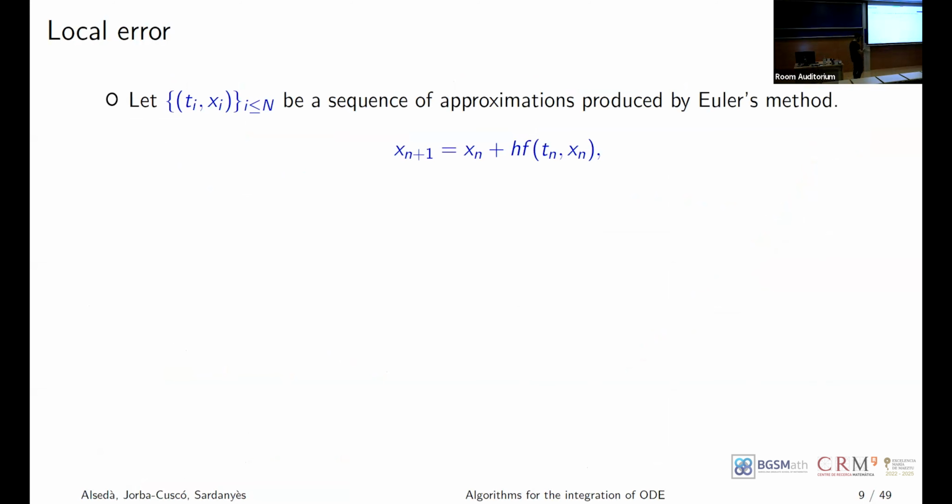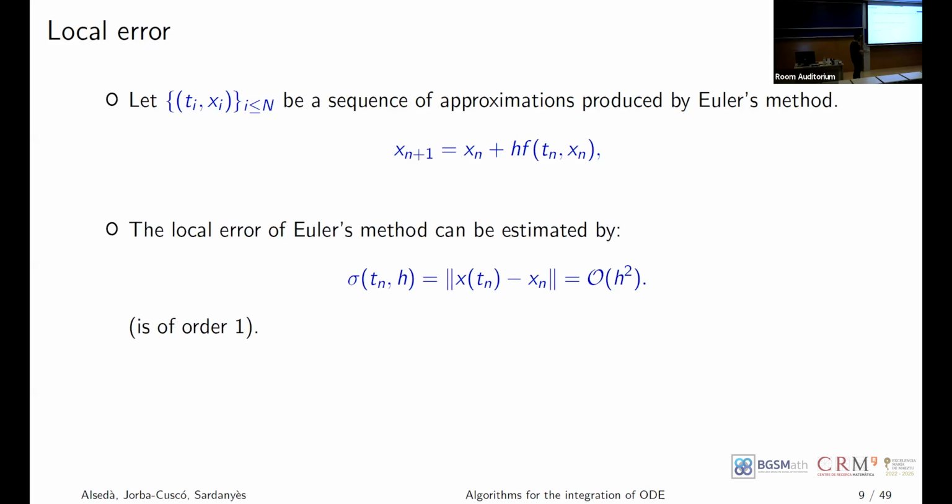And then we can care about how wrong I am, I mean, how the error behaves. And then by simple calculus rules and Taylor expanding, you can see that in fact this error behaves like the square of the step size. So we say that Euler's method is of order 1 because the local error is of order 2.